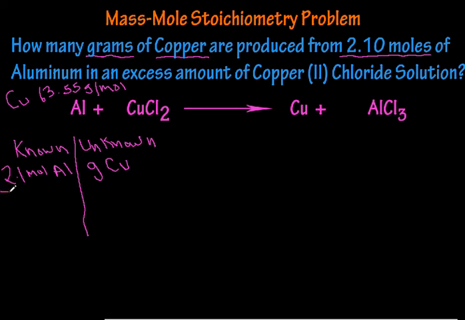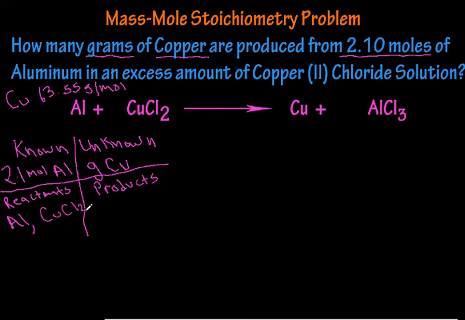I also wanted you, just for practice, to put the reactants and the products. If you look at the reactants, it's aluminum. So we have aluminum for one of the reactants. What's the other one? What's it reacting with? Copper chloride, copper 2 chloride. And the products, copper and aluminum chloride.